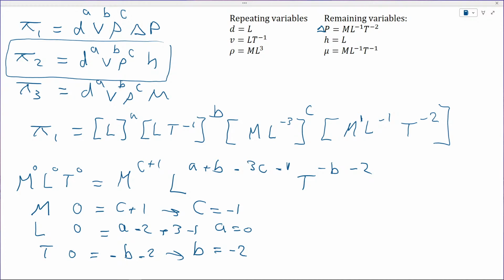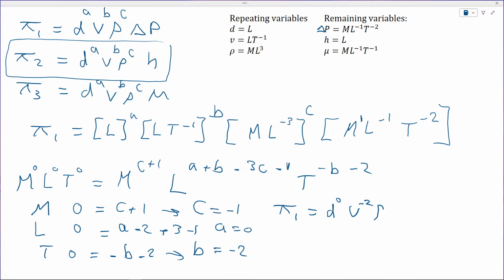So let's write it down, yeah? So here, what do I get here? So I get here my pi 1, yeah? So that is L, so that's to the power of 0. So it means I don't have any L here, yeah? And then the B, that's V to the power of minus 2, yeah.